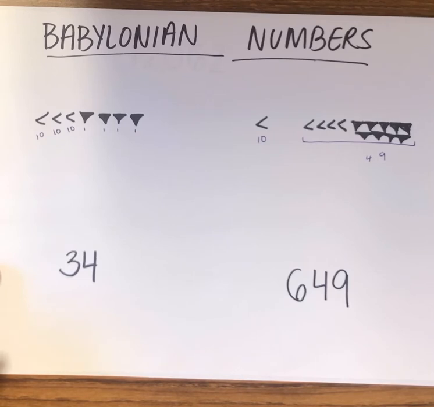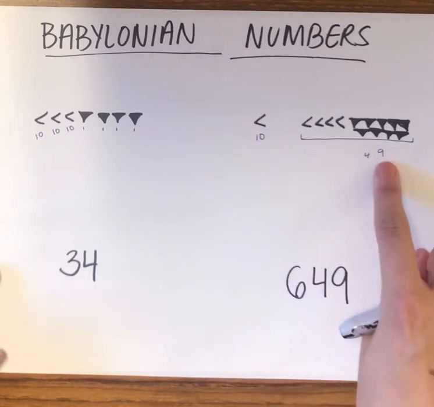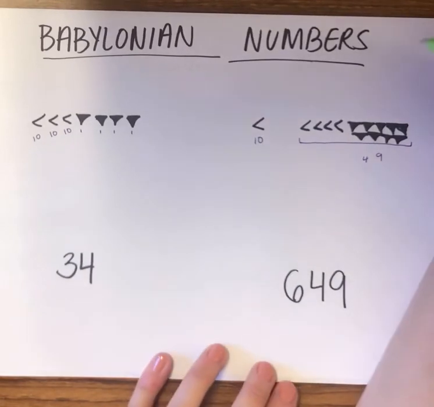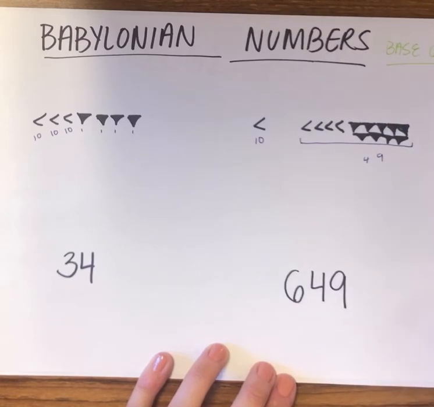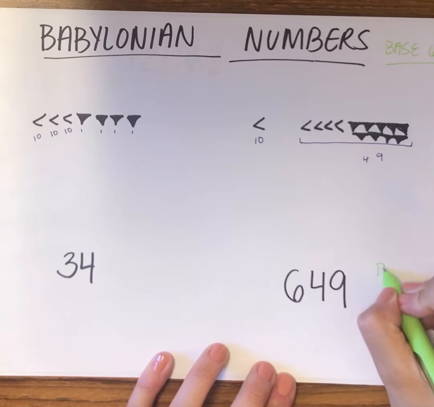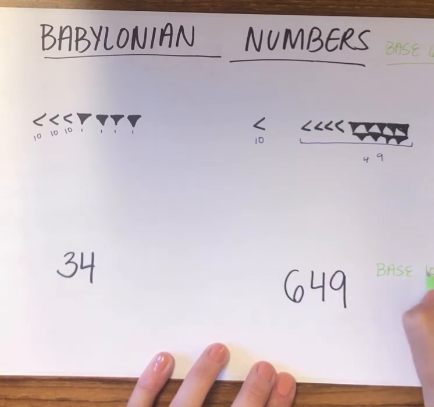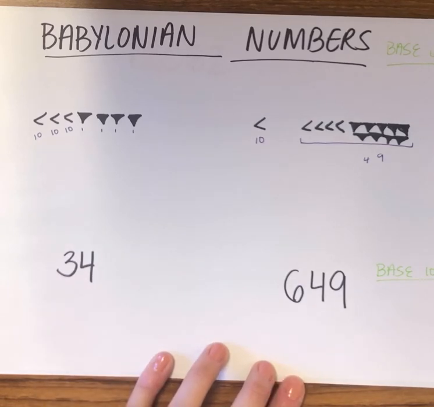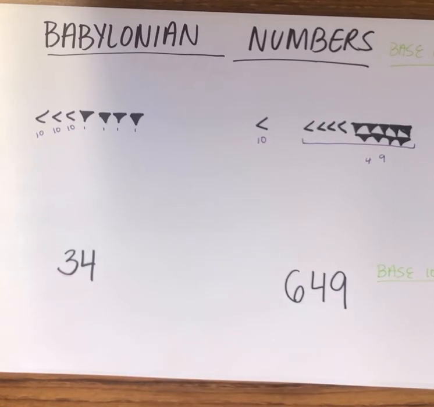What's super confusing about it is that I have a 10 and then a 49. The reason why this one works differently is because it's in what's called a base 60 system. Okay, our numbers that we're used to are in base 10. So 649 written this way, or 34 written this way, are in base 10. What does that mean? It's talking about the place values.